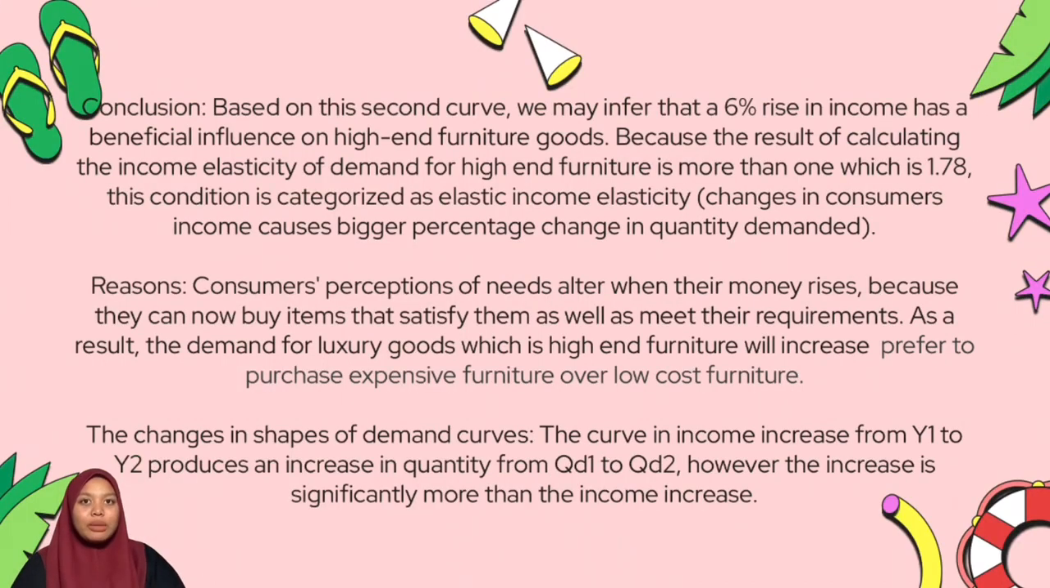The conclusion is, based on this second curve, we may infer that a 6% rise in income has a beneficial influence on high-end furniture goods. Because the result of calculating the income elasticity of demand for high-end furniture is more than 1, which is 1.78, this condition is categorized as elastic income elasticity. Changes in consumers' income cause a bigger percentage change in quantity demanded.